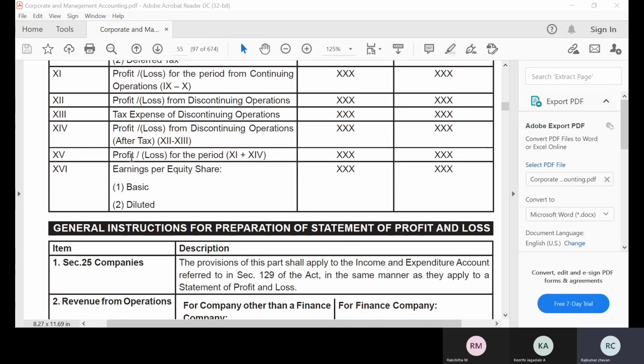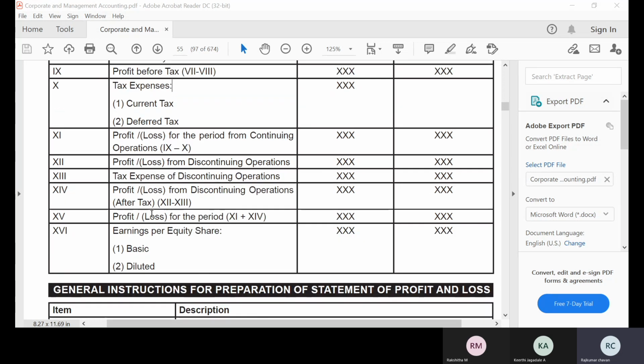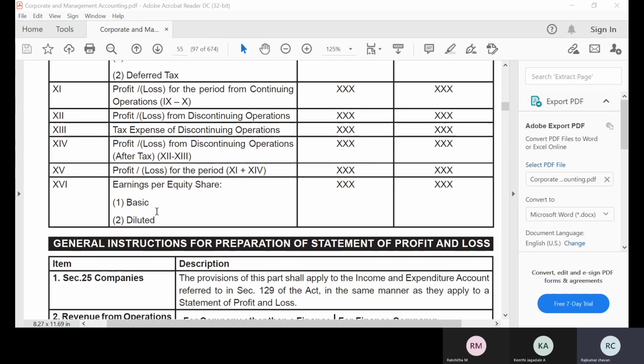Then finally you will get profit or loss for the period, which is nothing but 11 plus 14. What is 11? Profit or loss from continuing operations, plus 14 is nothing but your profit or loss from discontinuing operations. When you add these two items, you will get profit or loss for the period.